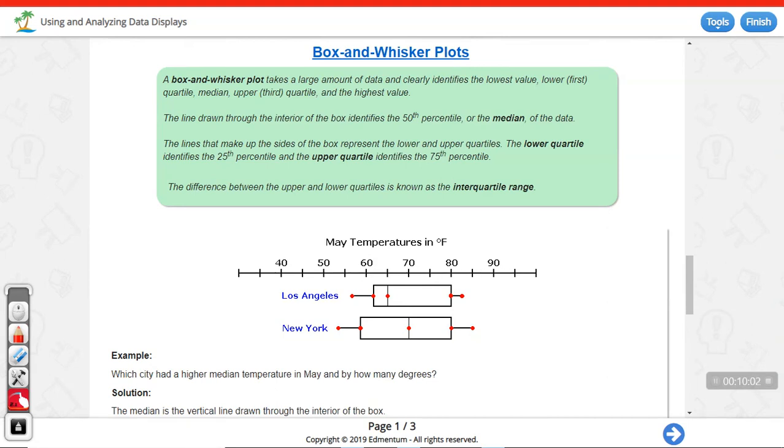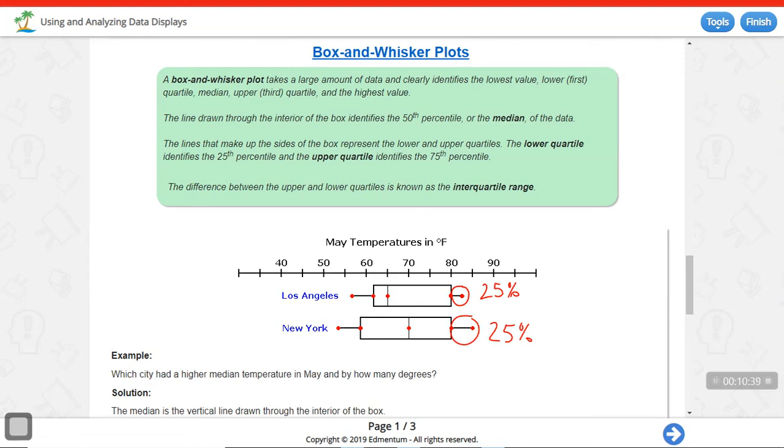In Los Angeles, what percent of the temperatures were above 80? Well, if I take a look, this section right here, 25% of the temperatures were above 80. What percent of the temperatures were above 80 in New York? Well, look at that. It's also got 25%. Even though New York has a longer whisker there, they both represent 25% of the data, which is nice because we know that each section is always a multiple of 25.